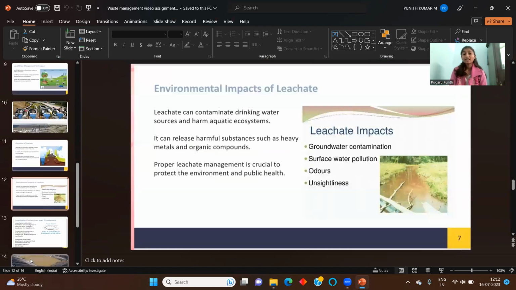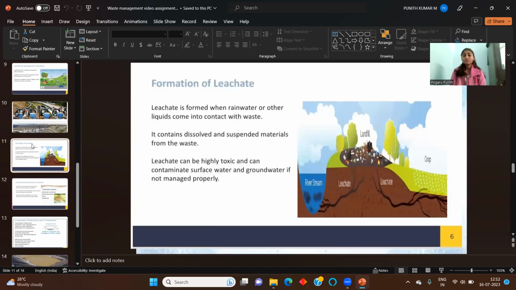And next is the environmental impacts of waste. Formation of leachate. What is the meaning of leachate? Leachate is formed when rainwater or other liquids come in contact with the waste. It can pollute both the ground and the surface water supply composition and property.